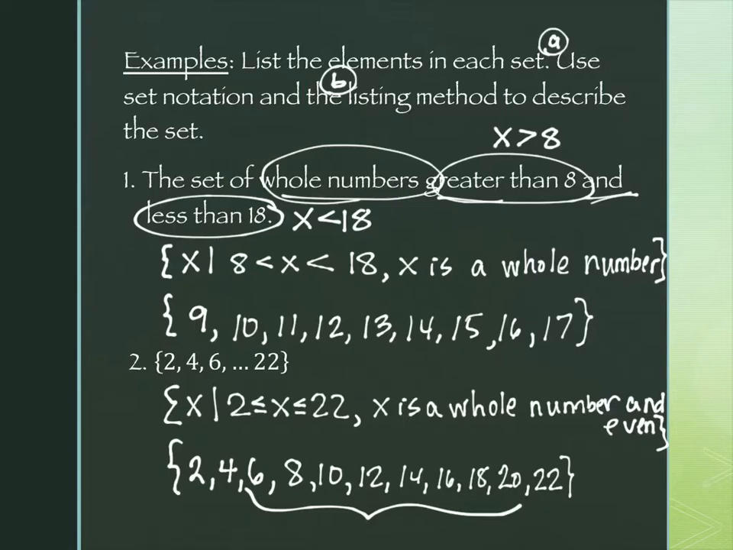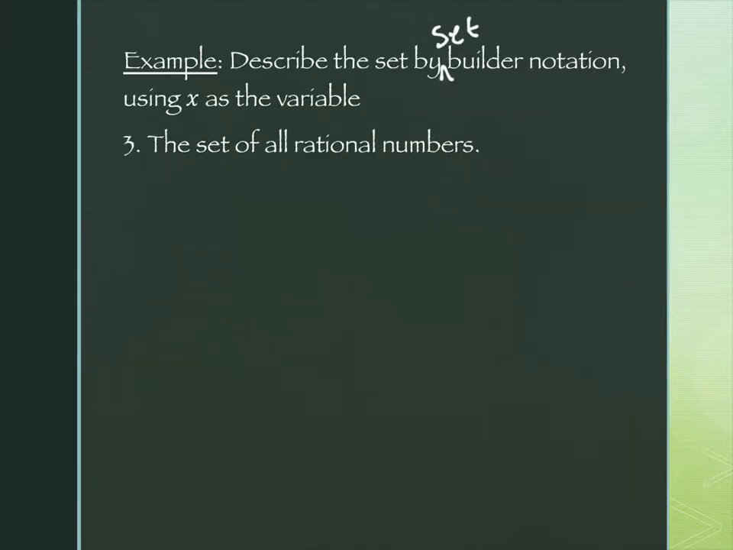Okay, we have one more example here. The word set was left out. We're going to describe this set by set builder notation using X as the variable. So again, set builder notation always starts out with the curly brace, the X, and the bar. And the reality is that on this one, it's very straightforward. It looks exactly like the word description. We say X is rational. There's no starting and ending spot like they were on the last ones. This problem is considerably easier to actually write down.